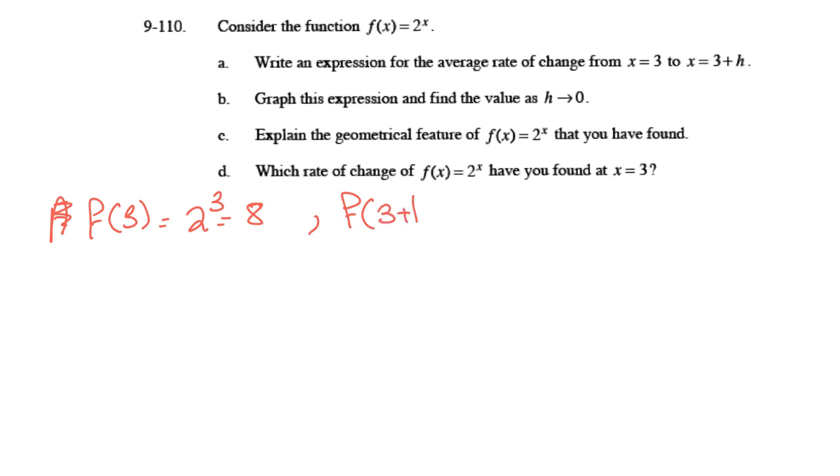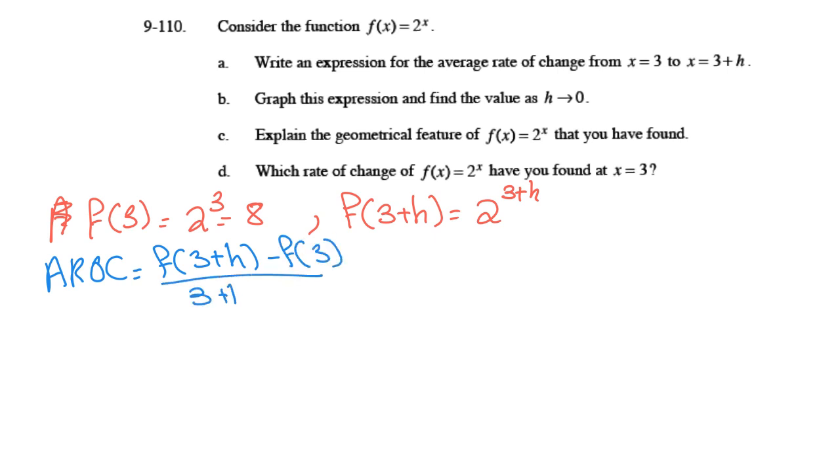F of 3 plus h, I'll replace into this equation: 2 to the power of 3 plus h. I do not need to break this exponent into different exponents, but I'll keep it as 2 to the power of 3 plus h. Now I'm ready to do my AROC and my IROC. So my AROC is equal to f of 3 plus h minus f of 3, all divided by 3 plus h minus 3. I'll start by replacing the values. F of 3 plus h is 2 to the power of 3 plus h minus f of 3, which is 8, divided by, simplifying the denominator, h.